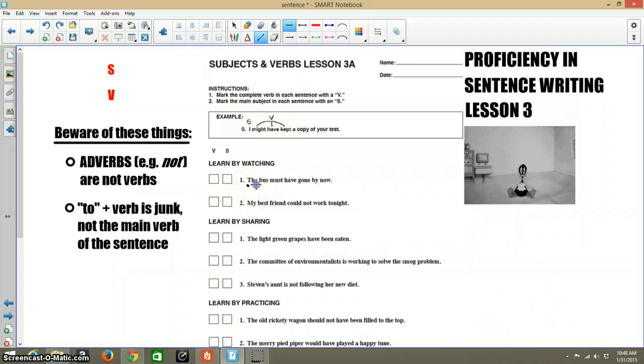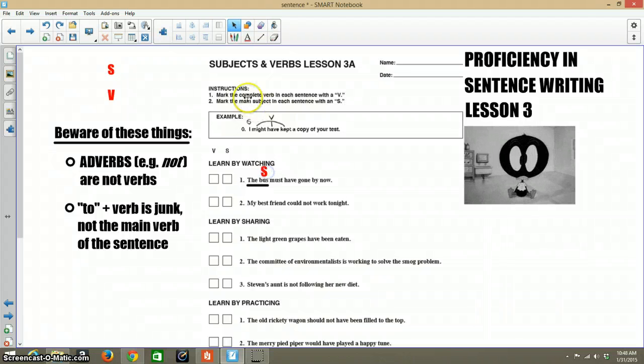So the complete subject on 1 is the bus. It's a pretty easy one, a 2-word subject. What they want you to do on this is identify the one word of the subject that is the main subject. It says up here in the instructions, the main subject. So I put the S over top of bus.